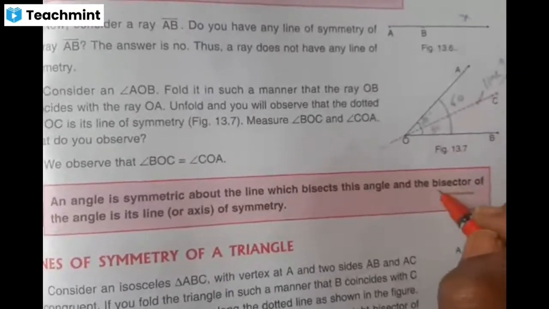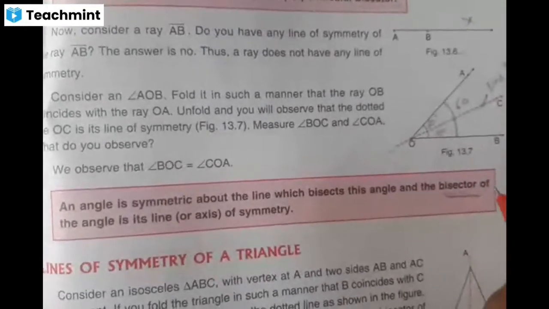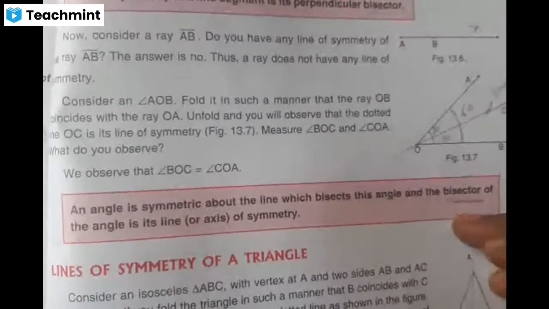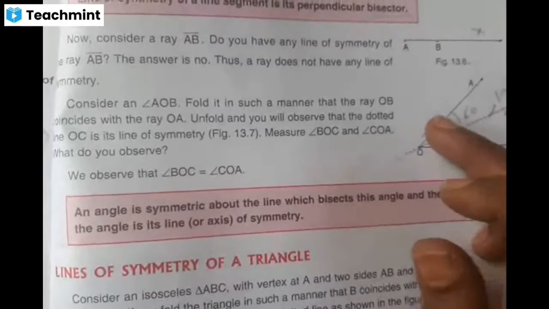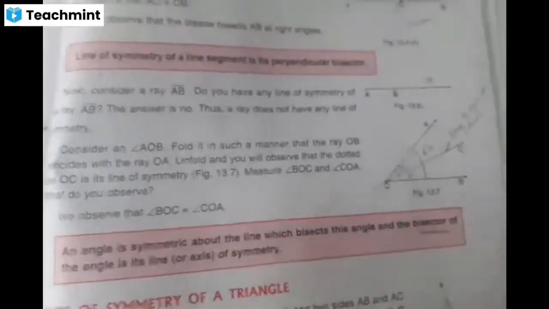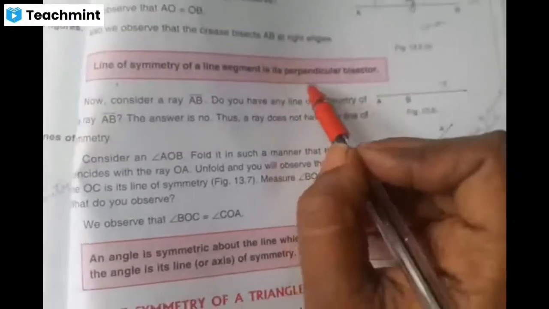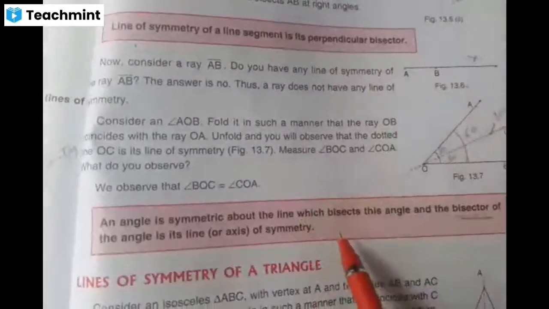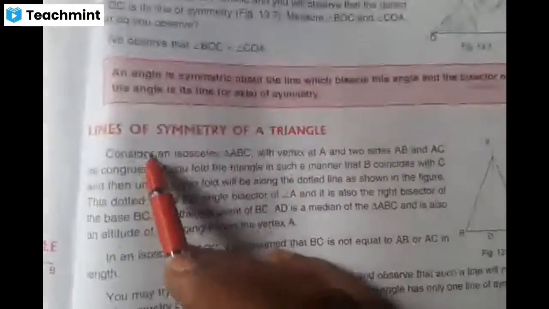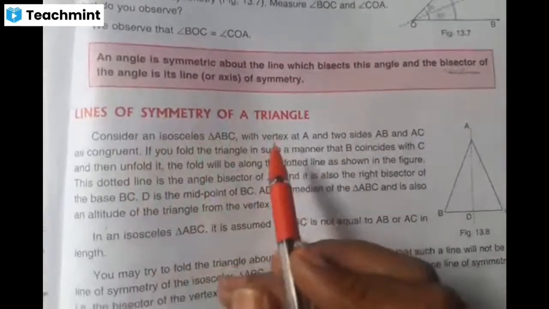We know the word bisector or bisection, children. What does the bisector do here? It always divides the given angle into two equal angles. So here we come to know about two terms: one is the perpendicular bisector, the other one is the bisector of the angle.